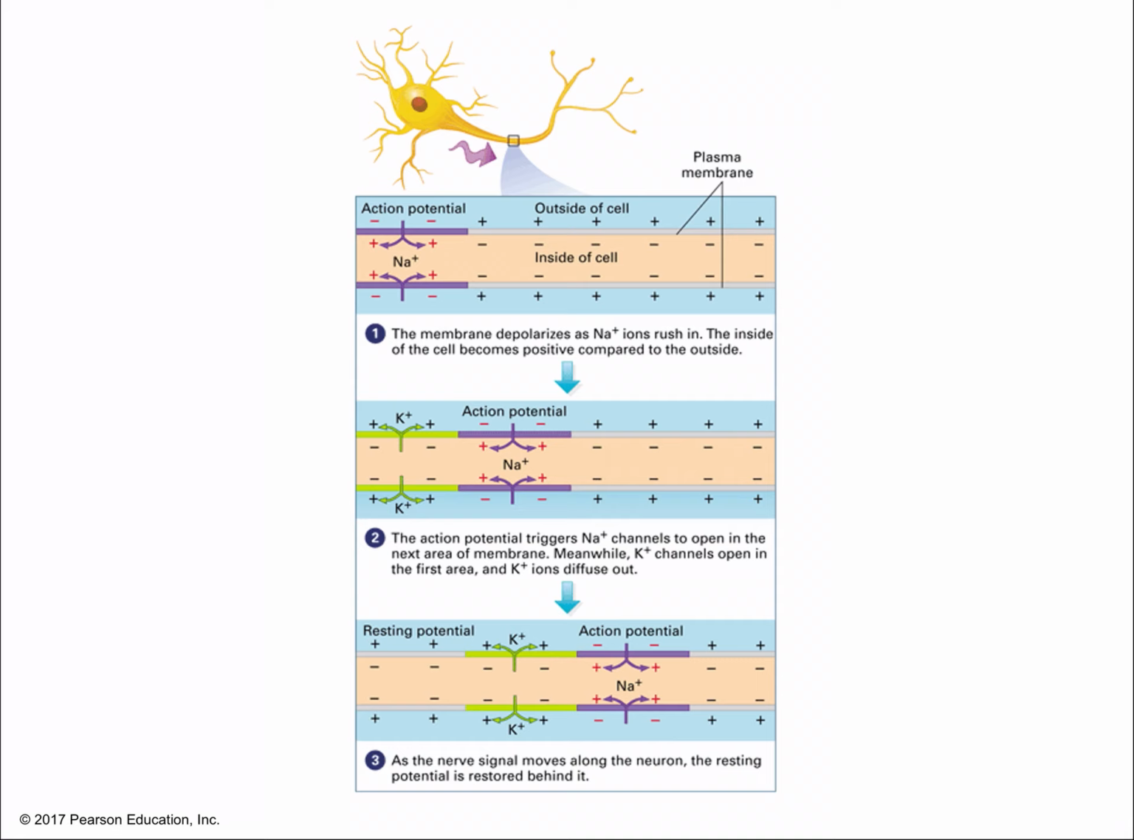The action potential triggers, like I said, those sodium channels to open. And here to restore, the action potential is moving down, and potassium is coming back out to restore the membrane potential back to rest. Okay, and that's what's happening here in step 3.